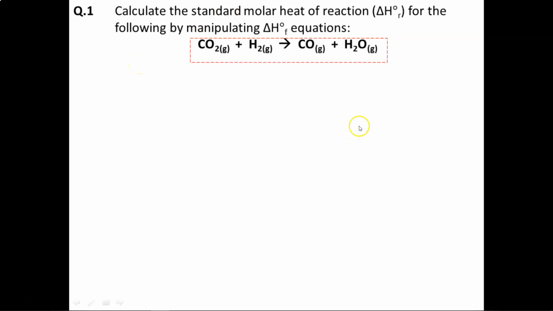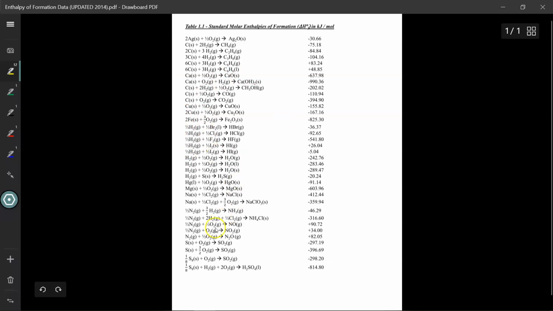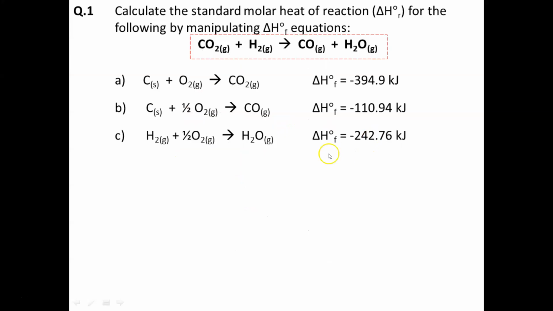Alright, so the first step is to balance the equation. Oh look, it's already balanced, so that's nice. Now we're going to try and assemble this target equation using the heats of formation equations found at the back here. Hopefully you chose these 3 equations. So let's start manipulating them. Carbon dioxide is on the reactant side. Unfortunately over here it's on the product side, so what I need to do is reverse this equation.